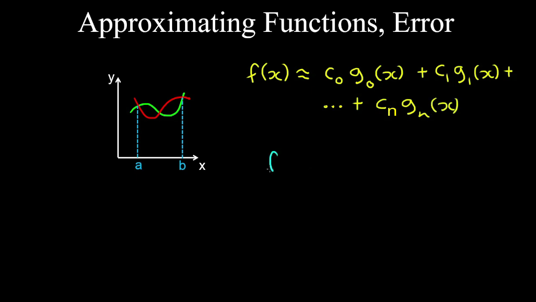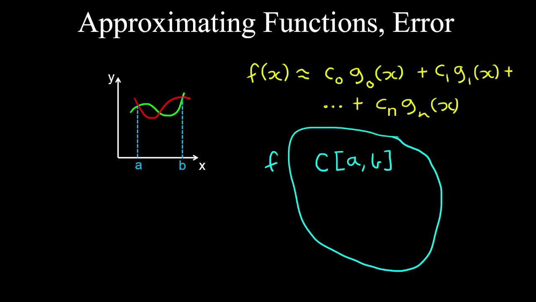So given a continuous function f on the closed interval from a to b, so this function is in the inner product space of continuous functions on this closed interval, and we want to find the best possible approximation to f using functions from a specified subspace of this inner product space.